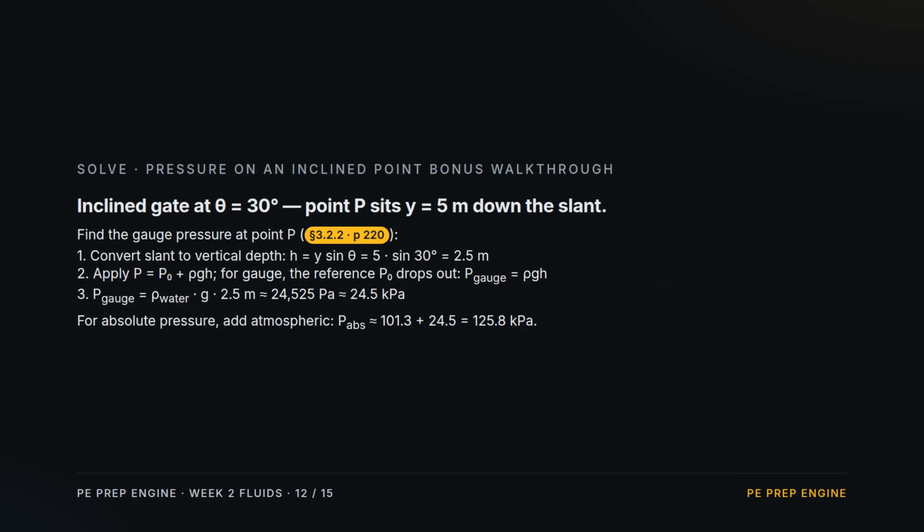Pressure on a point walkthrough. Inclined gate at 30 degrees. Point P 5 meters down the slant. Convert to vertical. h equals y sine theta, 2.5 meters. Gauge pressure is then rho water g h, about 24.5 kilopascals. For absolute, add atmospheric, about 125.8.